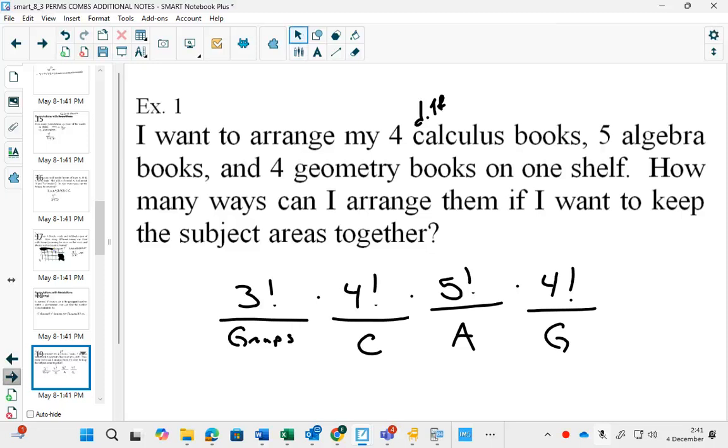So anytime we're grouping things together, we're going to use a grouping strategy. Number of groups first, then look at each group separately and figure out how many there's going to be.